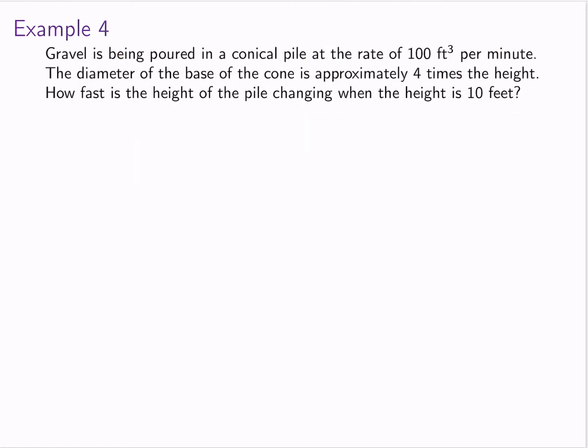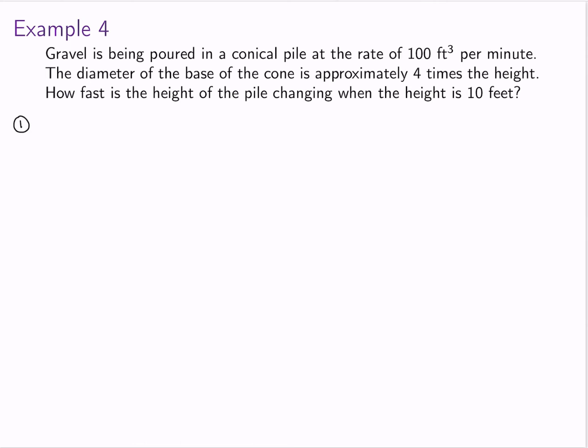And there we go. Okay, so let's look at this next example. Now we're going to be pouring gravel from possibly a dump truck or something, but gravel is being poured into a conical shaped pile at the rate of 100 feet cubed per minute. The diameter of the base of the cone is approximately 4 times the height. And so we want to know how fast is the height of the pile changing when the height is 10 feet? Okay, so let's draw a picture.